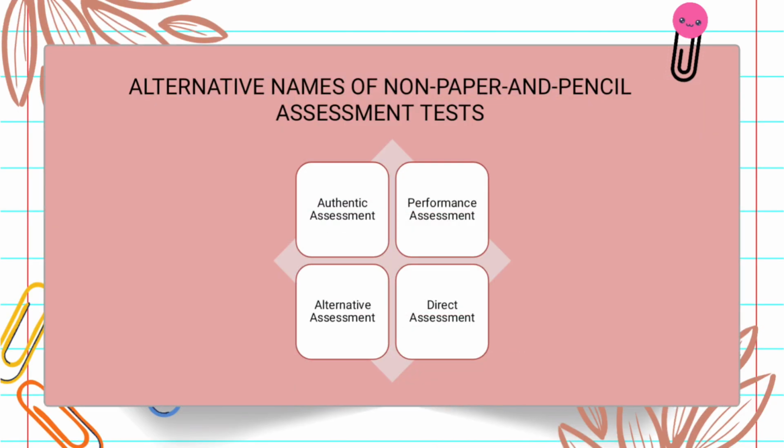Alright, so we have alternative names of non-paper and pencil assessment test. The first one is authentic assessment. Second one is performance assessment. A third is alternative assessment, and the last one is direct assessment. So those are the other names of non-paper and pencil assessment test.